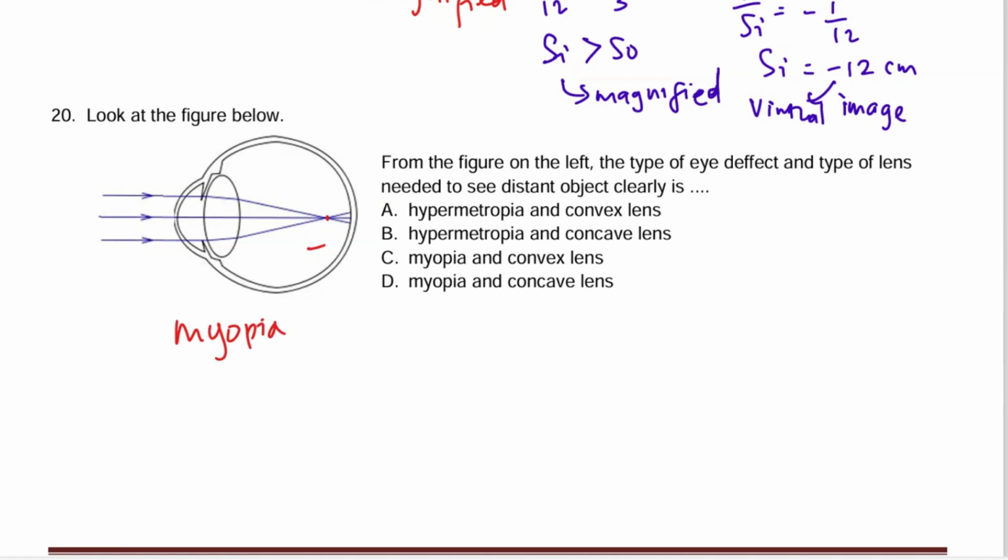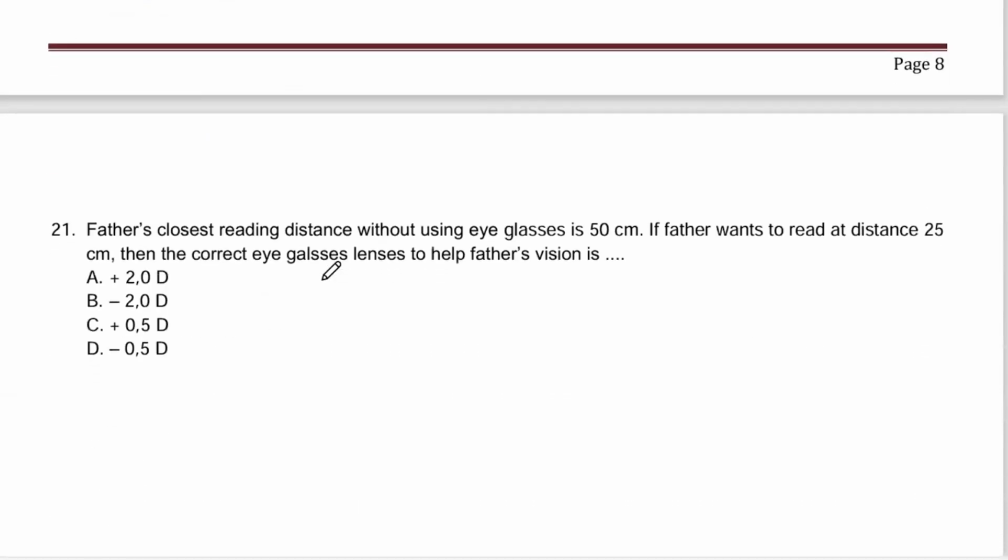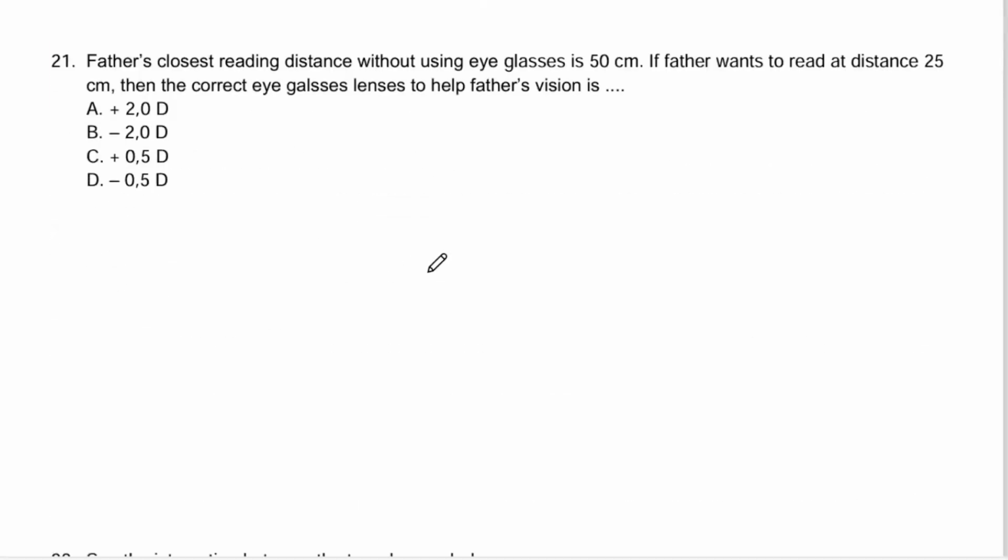Yeah, the myopia. If we're talking about the myopia, we call it a negative one because it's helped by the negative lens. And the negative lens is concave lens. So the answer is myopia and concave lens. So the eye defect is myopia and it's helped by the concave lens. The question number 20. Next, question number 21.